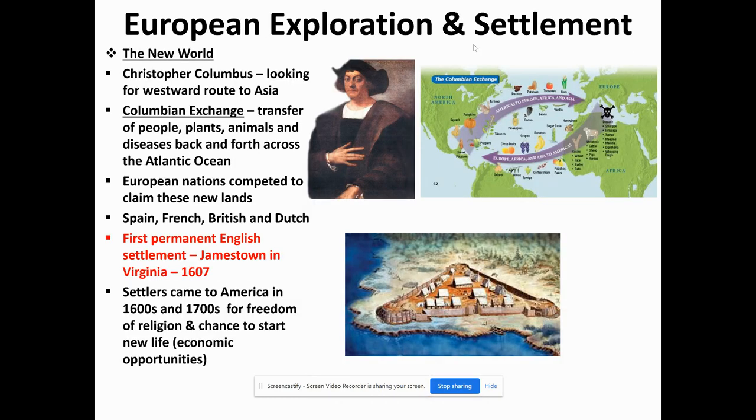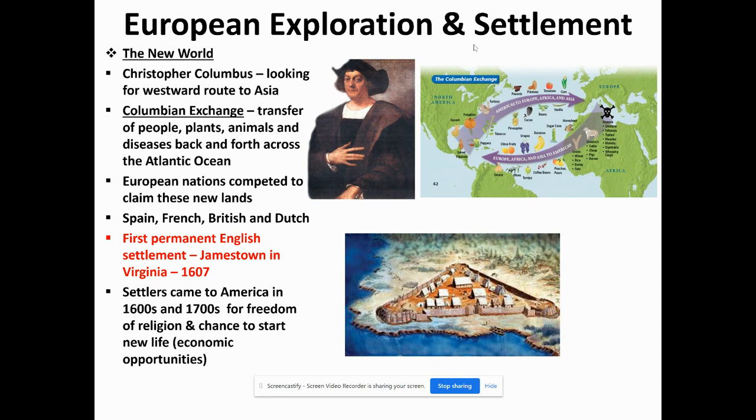Okay? Our European exploration and settlement, this is what we call the New World. Christopher Columbus, who was looking for a westward route to Asia, is going to come across this area, and he is going to open the door to the New World. Now, we know that Christopher Columbus doesn't actually discover North America, but he is the one that opens the door to the trade and what we'll see as the actual route of the Europeans coming into this new world.